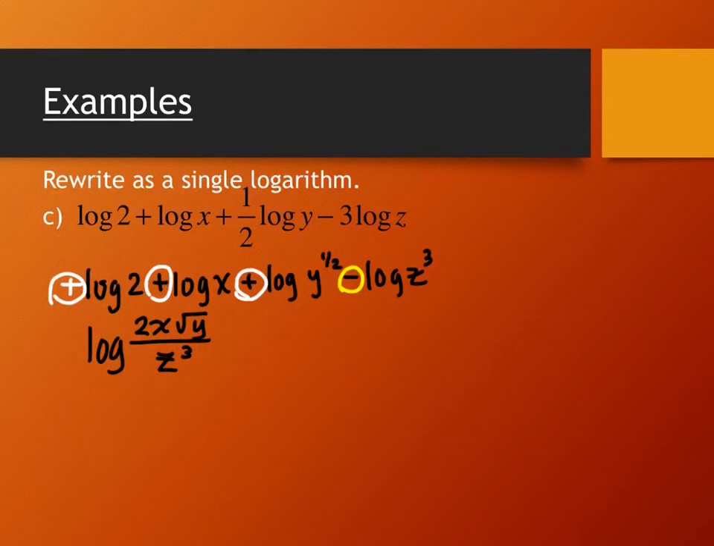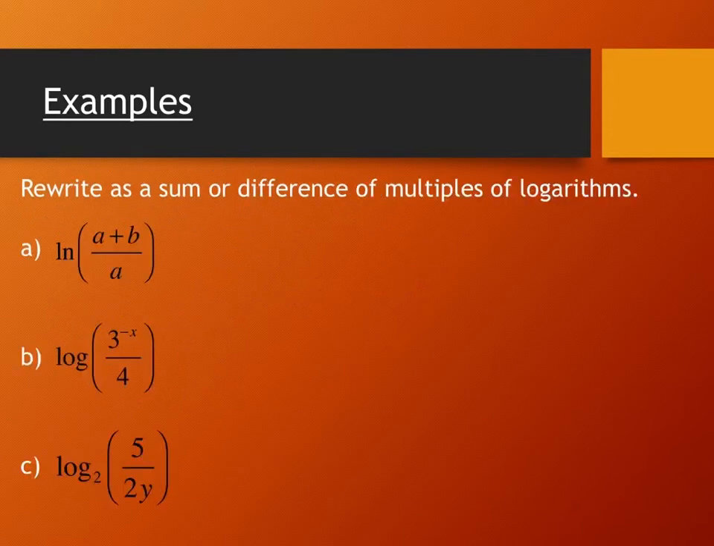Okay, we're going to shift gears. We're going to go the opposite direction. We're going to start with something that's all formed like this, and we're going to expand it out. So they're going to phrase that as writing it as a sum or difference of multiples of logarithms. So you don't have exponents left, and you won't have quotients and products left.